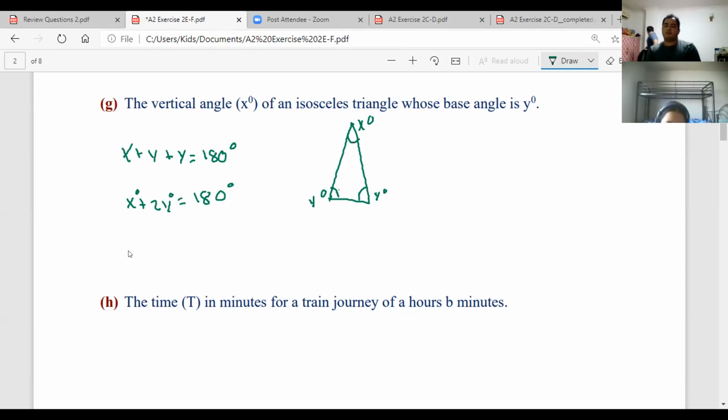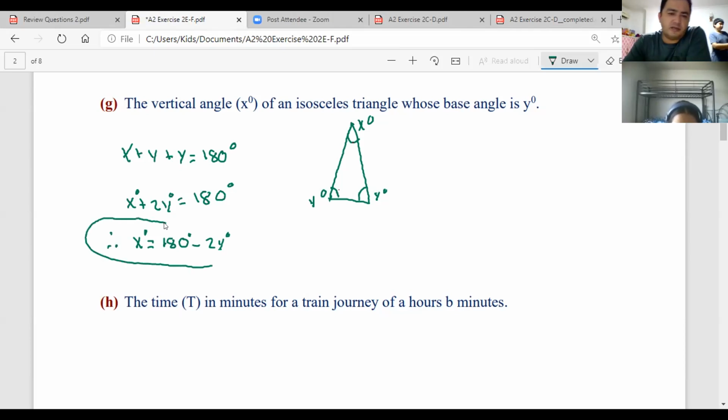What is x here? Because it says the vertical angle x. So we need to find that x. How do you find x from this equation? So we need to take 2y to the right-hand side, right? So x equals 180 degrees minus 2y, right? That's it. Therefore, that's the answer. You can just write the therefore sign in front of this.